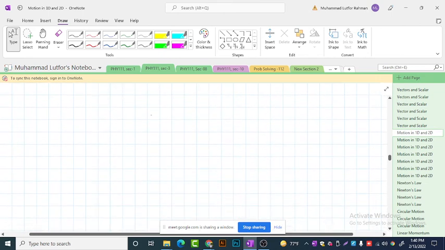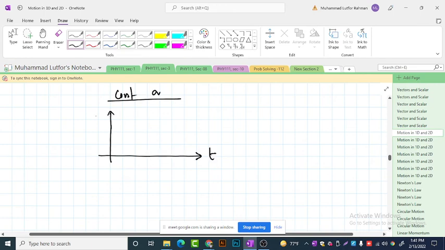Now what about the constant acceleration case? Say constant a. First I'm going to draw the acceleration versus time graph. So this is my time, this is my acceleration. It would be some constant value. That would be your acceleration versus time curve. What would be the velocity versus time graph?